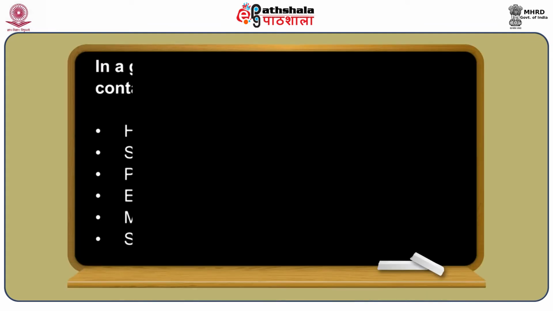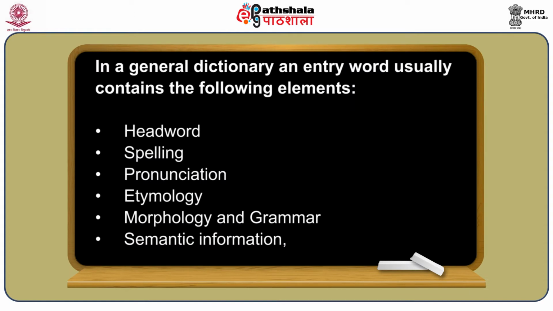An entry in a pronunciation dictionary, on the other hand, says nothing about the sense discrimination or illustrative examples, but only provides information on the pronunciation that may be controlled by meaning and parts of speech. In a general dictionary, an entry word usually contains the following elements: headword, spelling and pronunciation, etymology, morphology and grammar, meaning, and illustrative examples, which are discussed in the following sections.